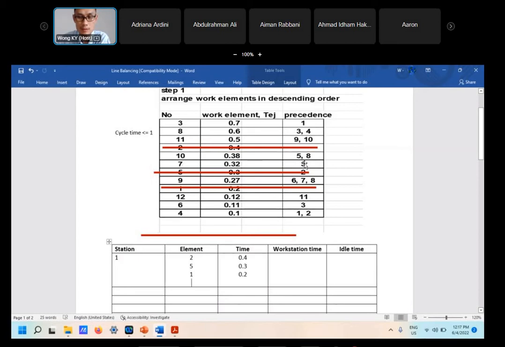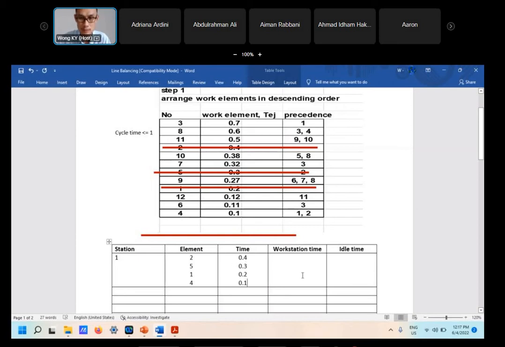7 cannot because 3 has not been started. 9 cannot. 12 cannot. 6 cannot. 4, maybe yes, 4 can because 1 and 2 have already been started. So I can assign 4. And the element time is only 0.1. Then it fits nicely. So 0.4 plus 0.3 plus 0.2 plus 0.1, you get exactly 1.